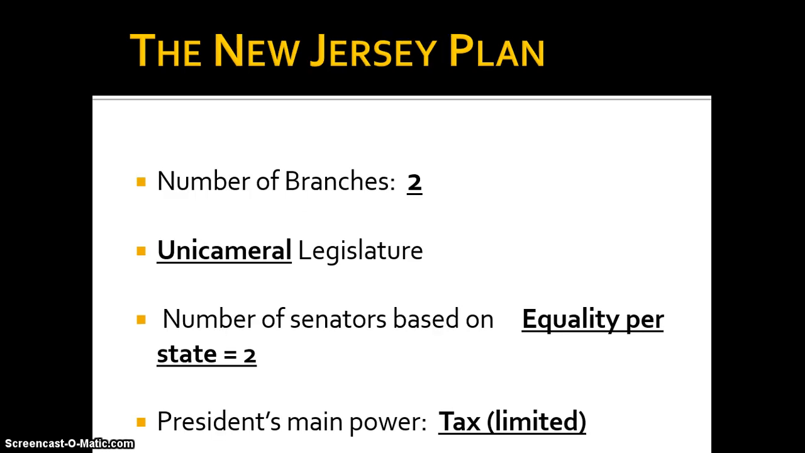The New Jersey Plan was a little bit different. Instead of three branches, they allotted for two. A unicameral legislature means one house, and only one, like a parliament, would be allotted for under this plan. This plan called for equality representation on states, so they did not take into account population, and this plan was not as popular. Under this plan, the president's main power was economic, by taxing.